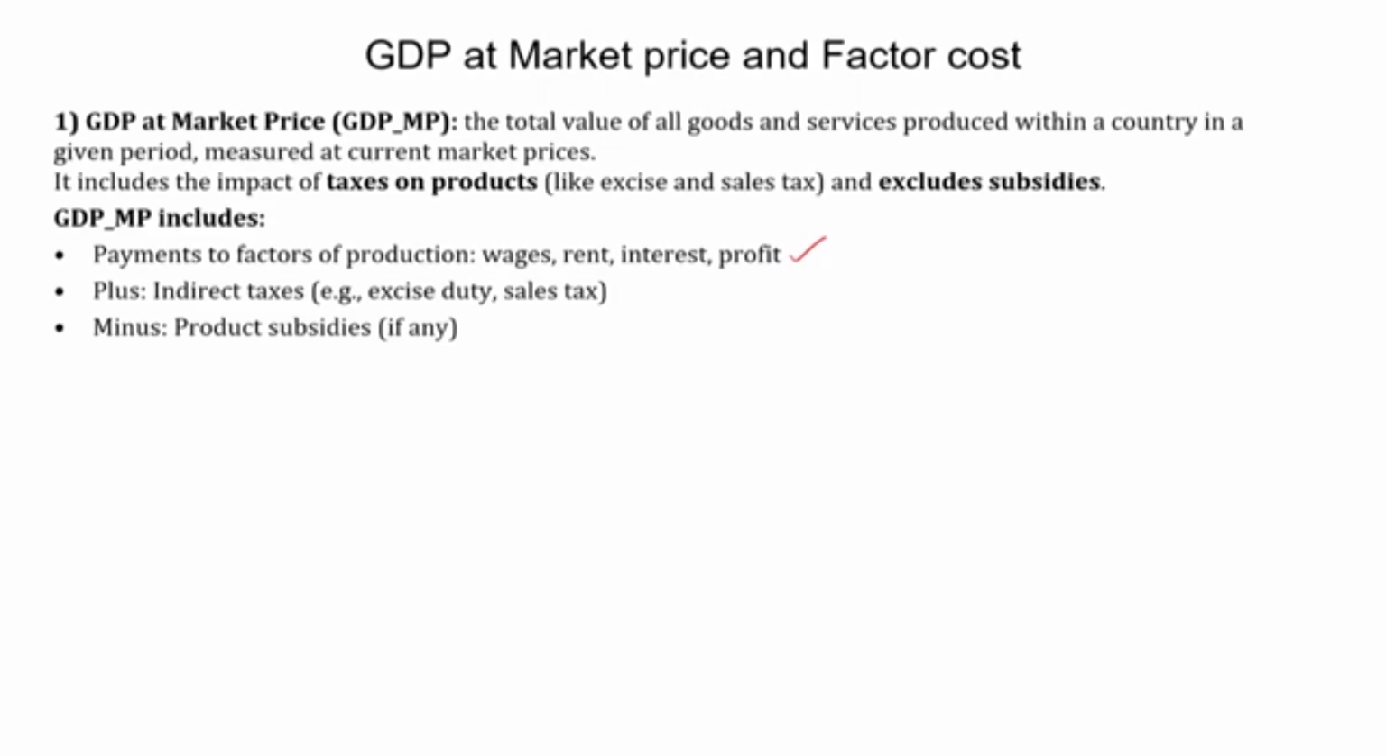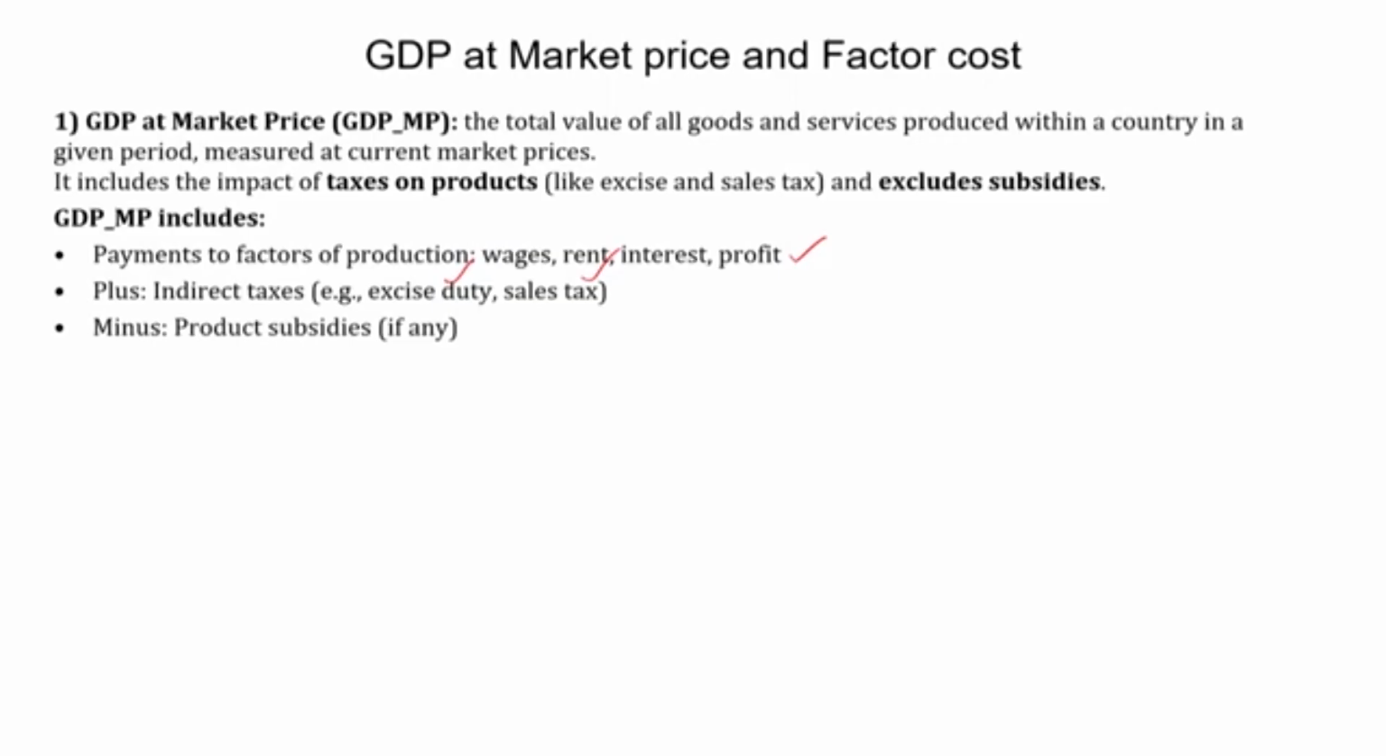Indirect tax is normally levied at the point of production, that is called excise duty, and at the point of sale, that is called sales tax. So this has been added. Then the product subsidies, either received by the firm or even individuals, mainly for production purposes, if they have received any subsidies, that has been excluded from this calculation.